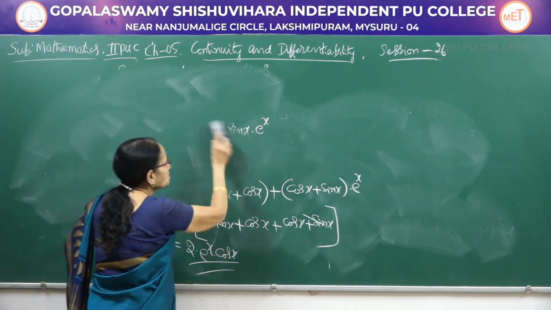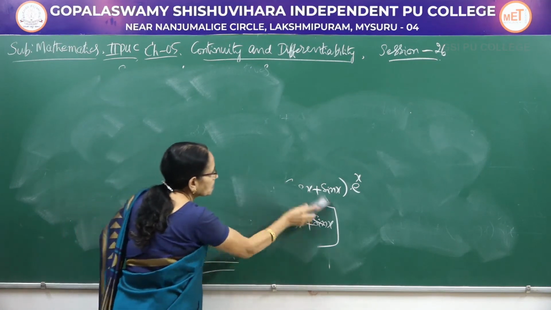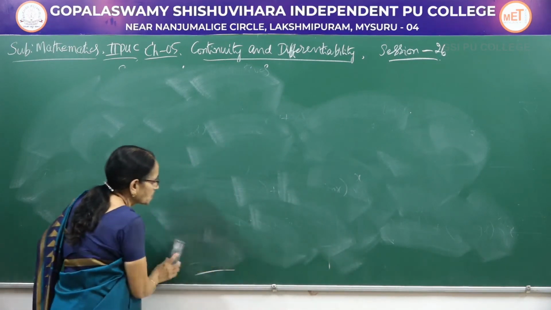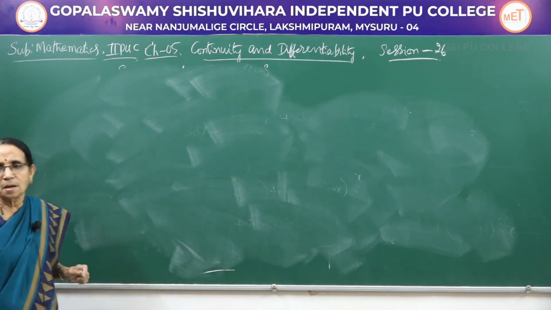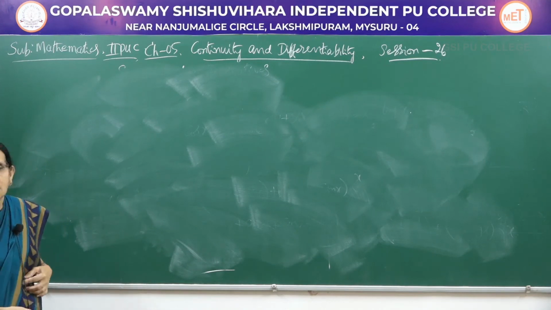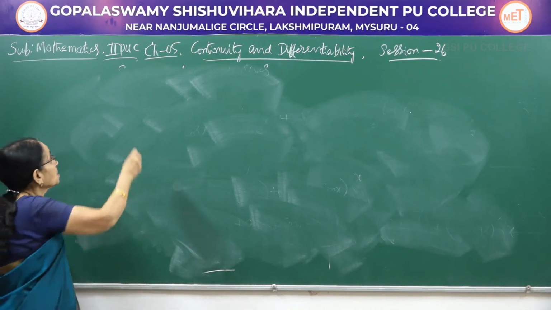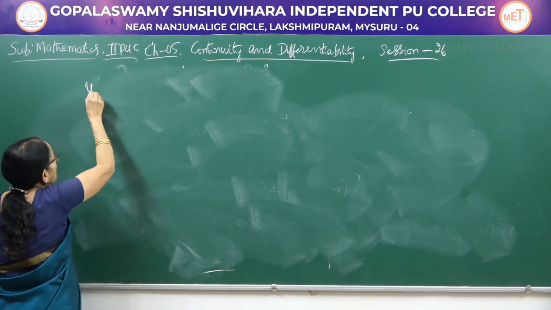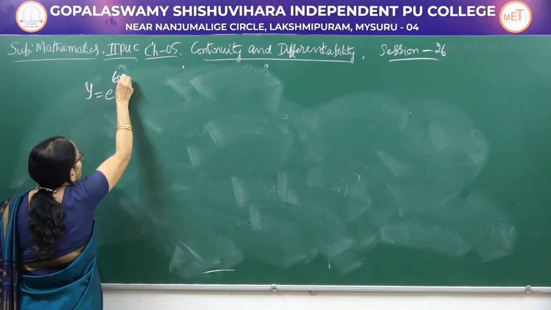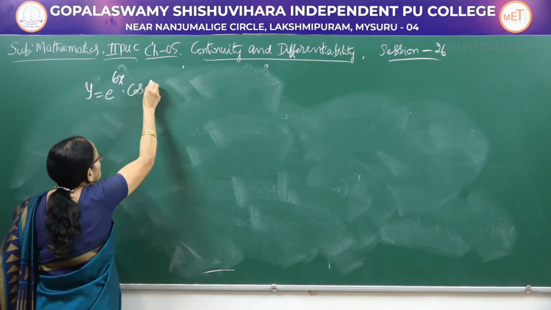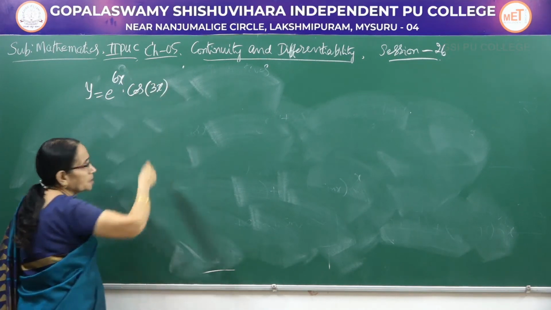Now, let us try one more problem. Again, I am considering the product rule only because the function is a product of two functions. y is equal to e to the power 6x into cos of 3x.